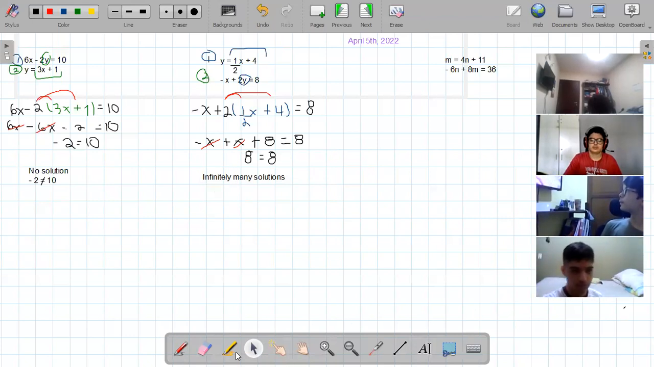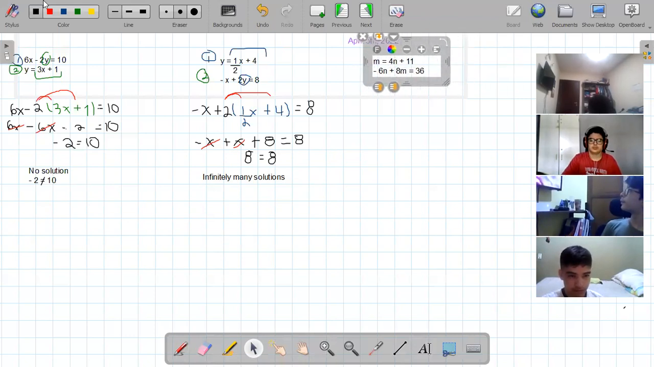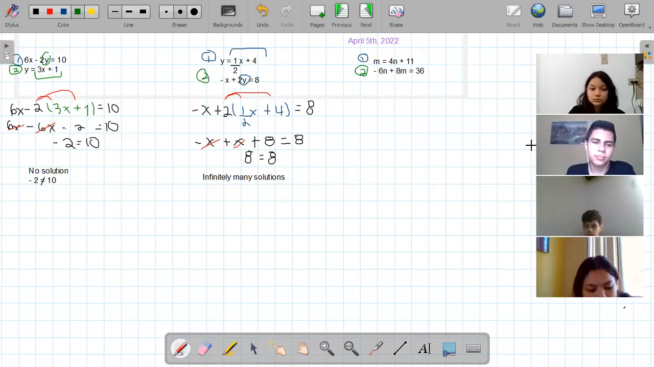Okay, so let's go with the very last exercise. I'm going to move it a little bit to the side. And again, equation 1 and equation 2. It's always easier to identify them like that, okay? So again, what equation is easier to use as a substitution? The first one. The first one, okay?